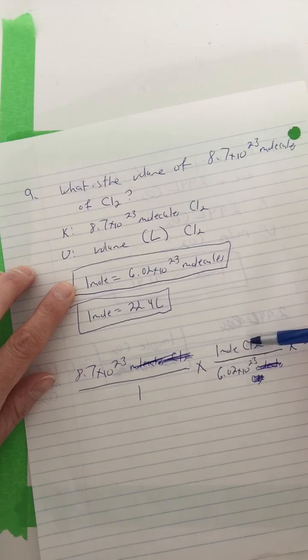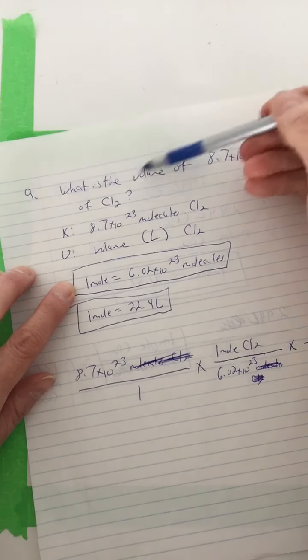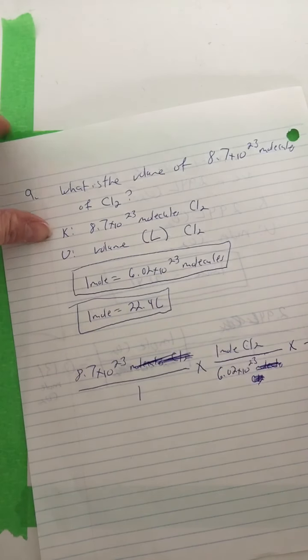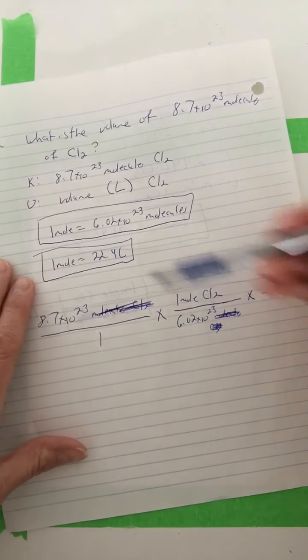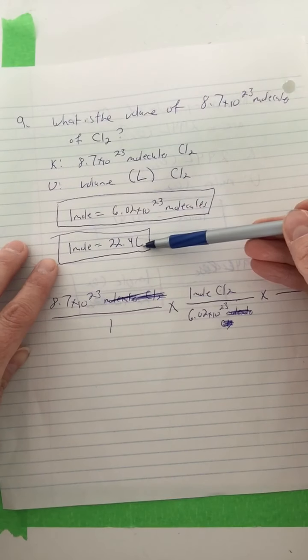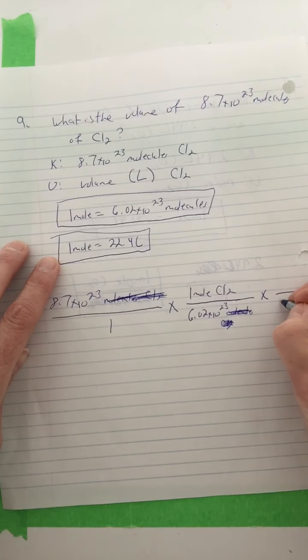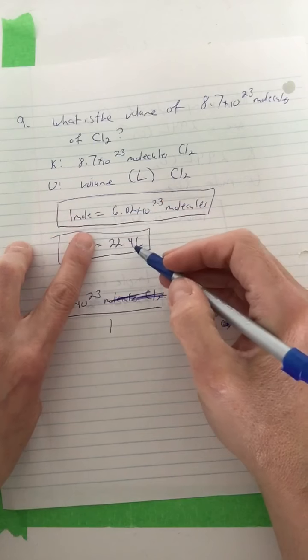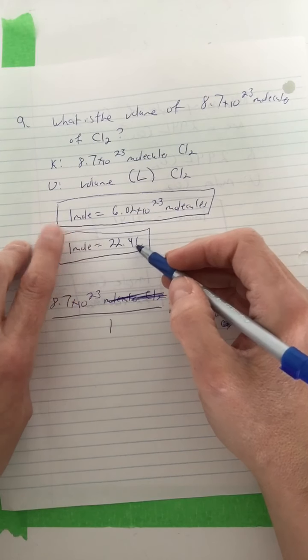Now I've got moles of Cl2, but my question asked me for volume or liters of Cl2. Well, now I've got to switch from moles to liters. So I used this bunk bed pair. So I put moles on the bottom, 1 mole of Cl2. What goes on the top? I can't make it up. I'm not allowed to switch these around. That's the rules. These are stuck.